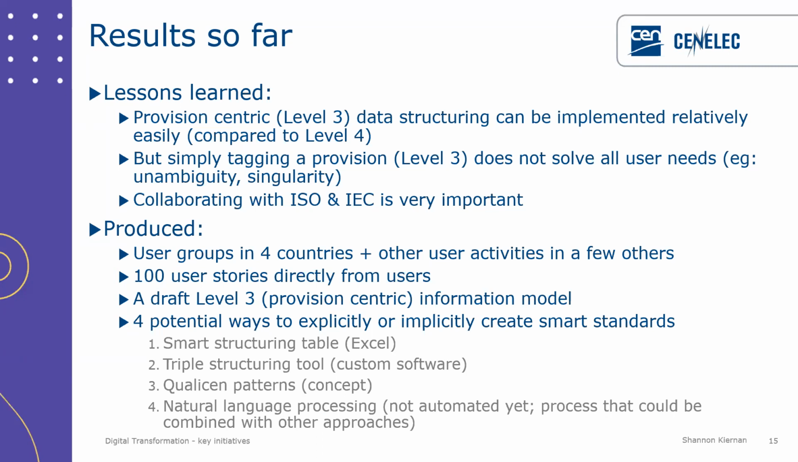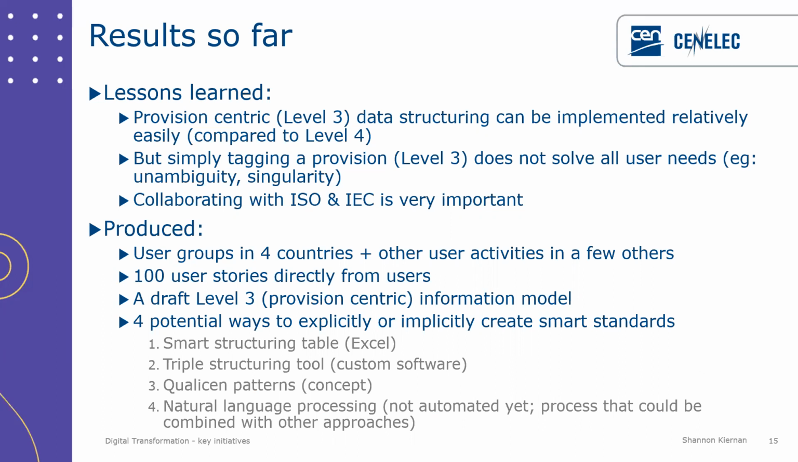What we mean by explicit or implicit is, does the person creating and drafting it need to separate it into the fields, or does it happen automatically for them? Some of these are higher tech and some are lower tech, but none of them are ready for production yet. The first one was the smart structuring table, which was an Excel tool, basically different fields in different columns. Then there's the triple structuring tool, which was a piece of custom software. It's an improvement over Excel because it allows you to do nesting, which is a really important concept in data structuring.